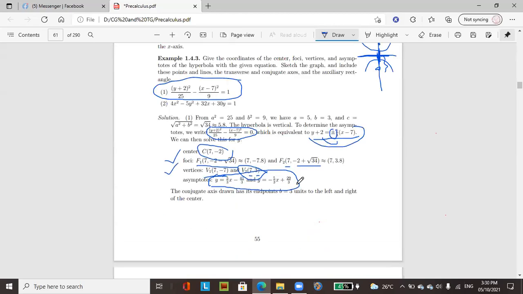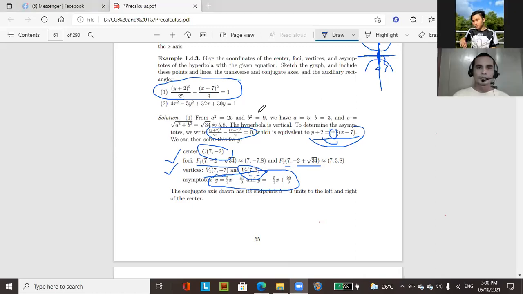Any questions sa example 1.4.3? Question. Walay question.